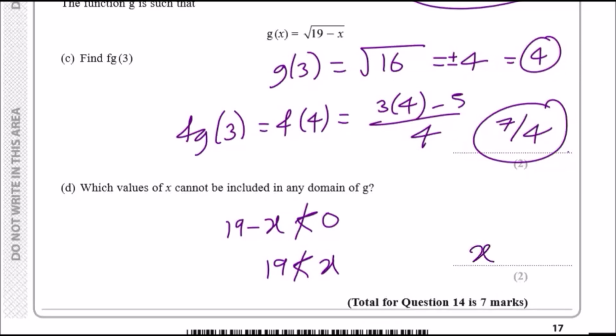So if you rearrange and make x the subject, x cannot be greater than 19. Which values can we not include? Values of x that are greater than 19. If it said excluded, you would use this option. But if it said values we cannot include, values bigger than 19. For example, the square root of 0 works, so you can have 0 inside, but you can't have values less than 0.